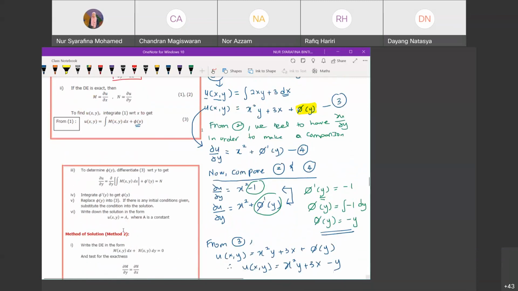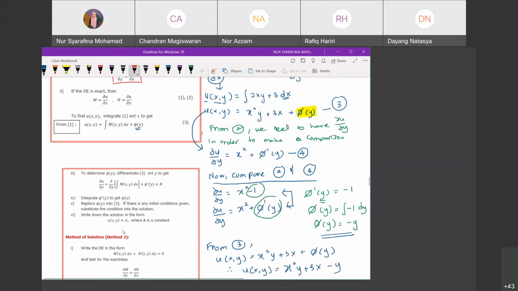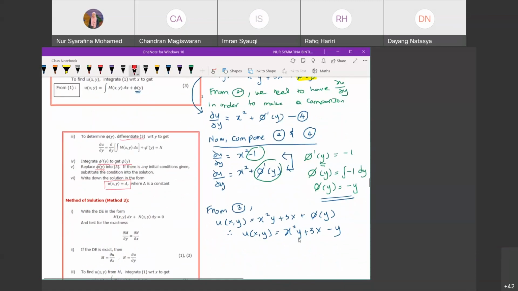Okay, so we have done with this part. Psi y, and then we differentiate, and then we compare. And then we get the psi y, and the last one, the solution should be written in terms of u x, y equals a constant. So your final step is u x, y equals a constant, because when there is the integration process here, there should be a constant here, right? So we summarize all of the constant values here. Okay, clear?